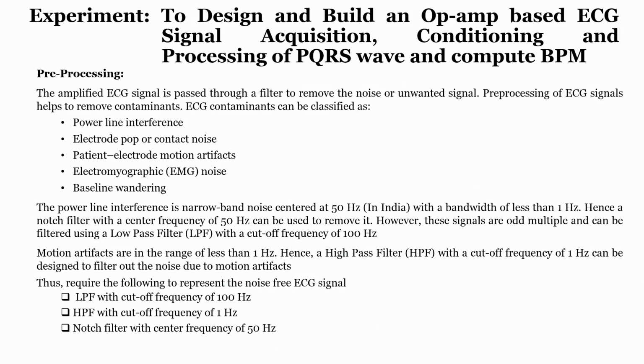We have already seen, right, one is power line interference. In order to remove power line interference, we have to do notch filtering at 50 hertz and low pass filtering with a value of 100 hertz. So, the odd multiples of 50 hertz can be completely removed. The other one is contact noise. This contact noise, as well as the baseline wandering, EMG noise and the patient's electrode motion artifacts, can be completely removed by passing through a high pass filter.